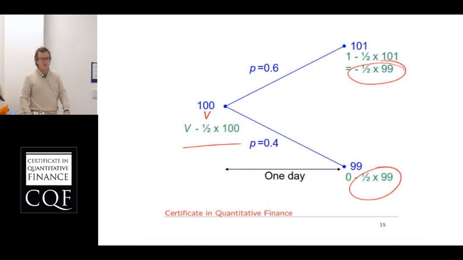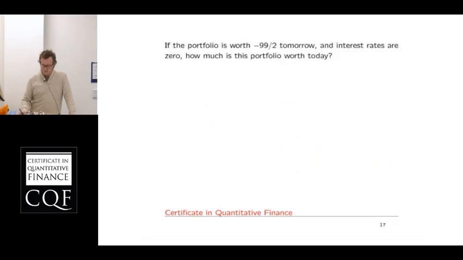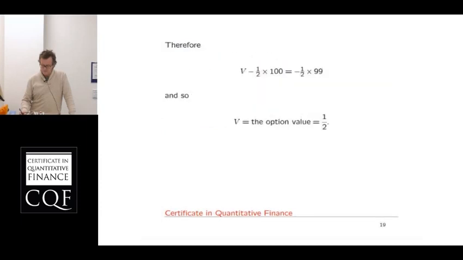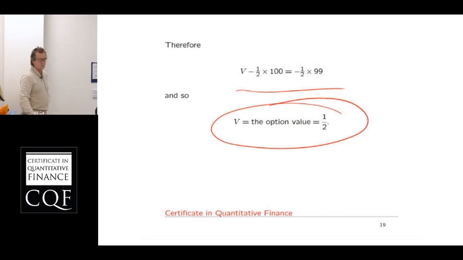We know that tomorrow this portfolio is going to be worth minus 99 over 2. So the portfolio today must also be worth minus 99 over 2. Okay, we're not talking about credit risk or anything like that. So that means that V minus a half times 100 must be equal to minus 99 over 2. Just taking the minus 50 over to the other side, you end up with the option value having to be a half, 0.5. All right?